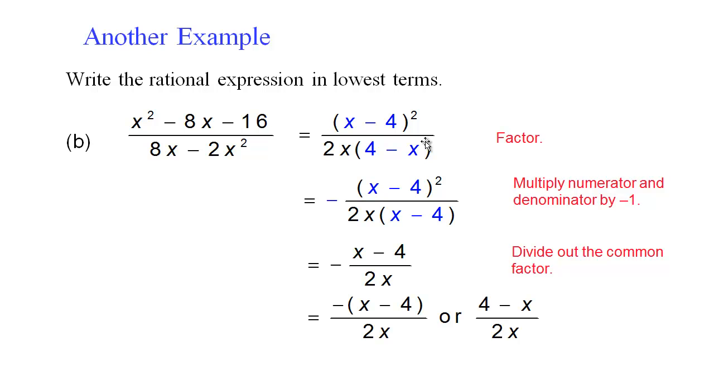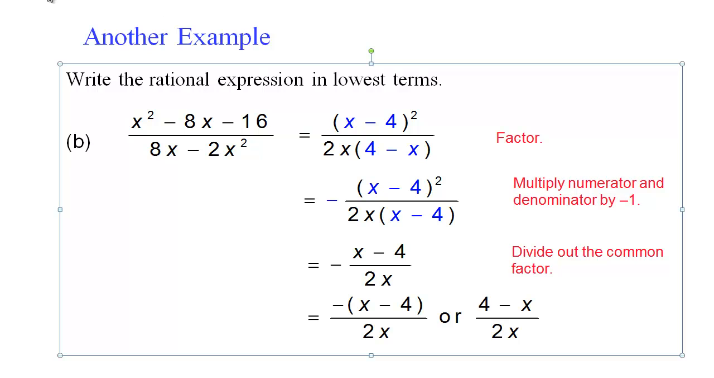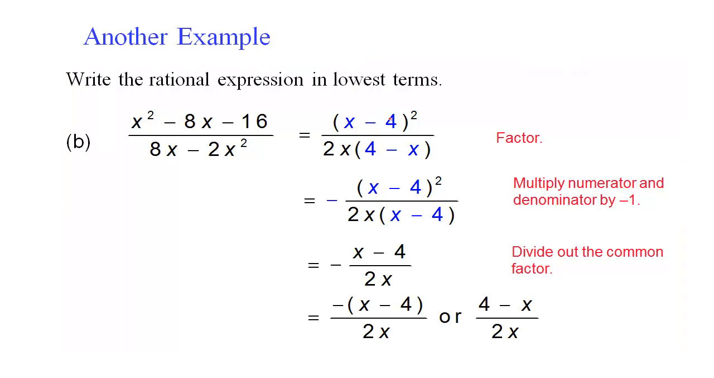Another example, factor out everything as best you can, and you see that you have an x minus 4 on top and a 4 minus x on the bottom. But 4 minus x just equals x minus 4 times negative 1. Because if you multiply this by negative 1, you get negative x plus 4, the minuses cancel, and if you rearrange that, that's just 4 minus x. So that's what's going on here.